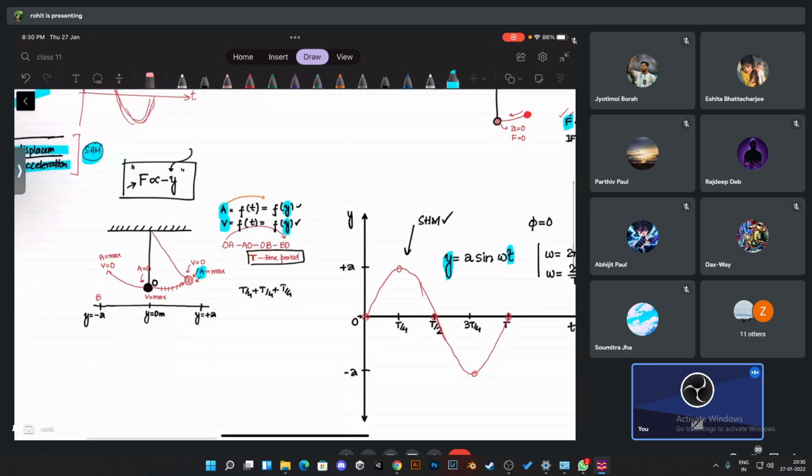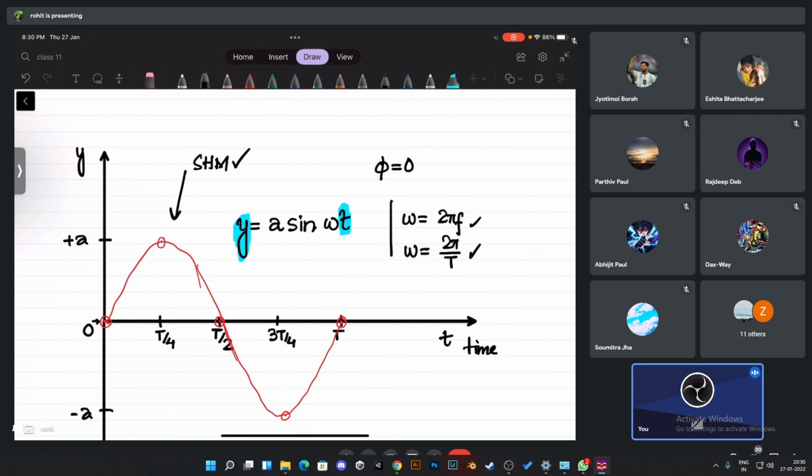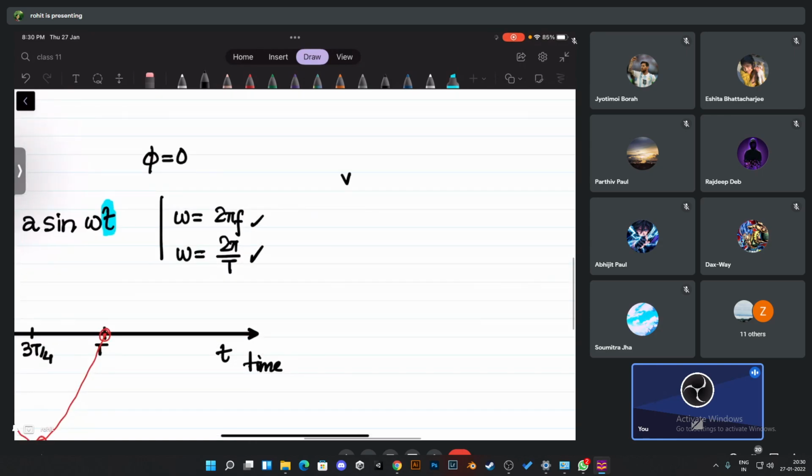Here I have written the equation for this graph, that is y equals a sine omega t. Now I'm going to derive all these quantities. So please check, I'm going to start. Tell me, how do you find the velocity? That's the first thing I told you we are going to do. How do you find velocity, guys?